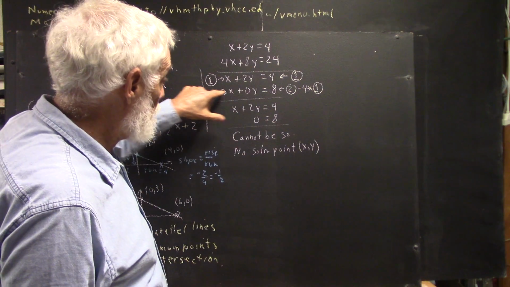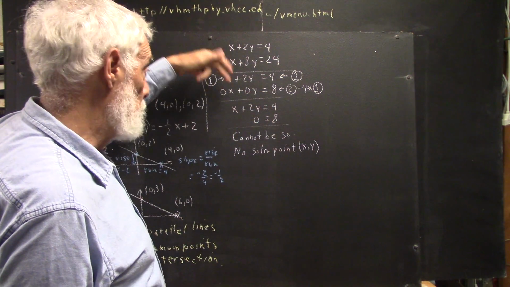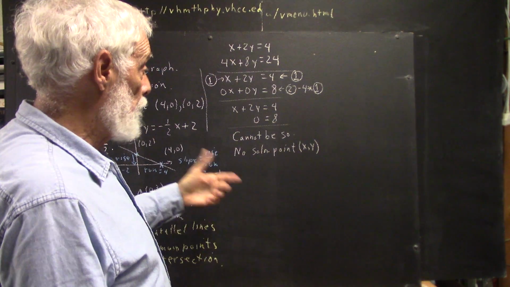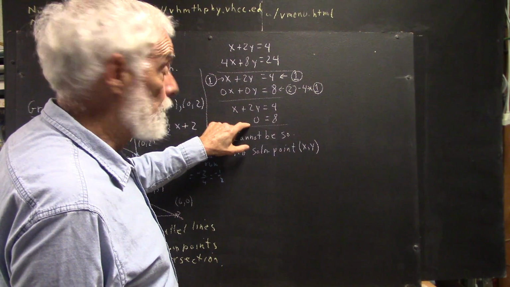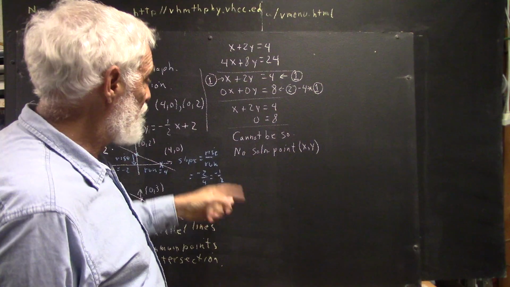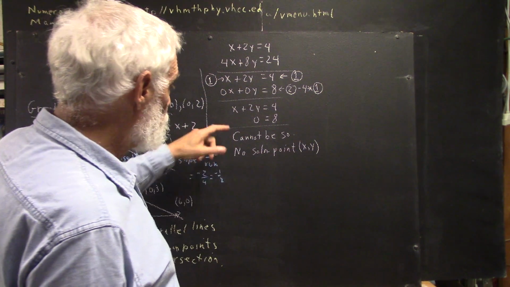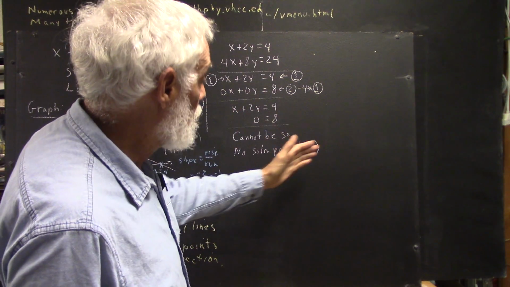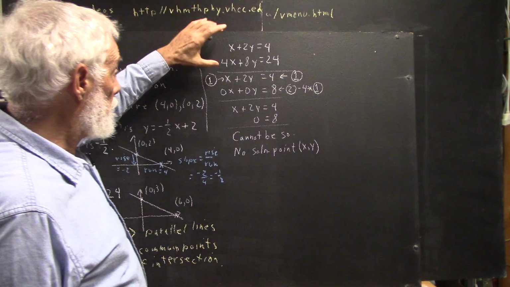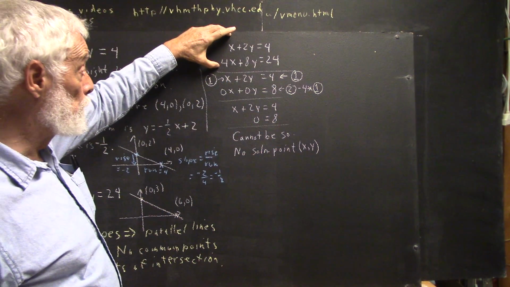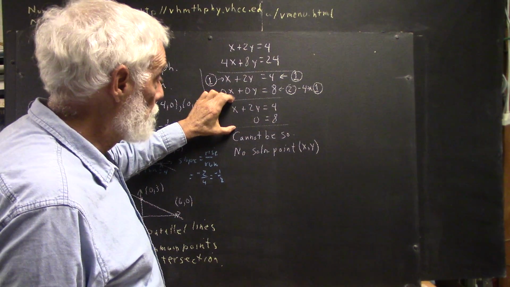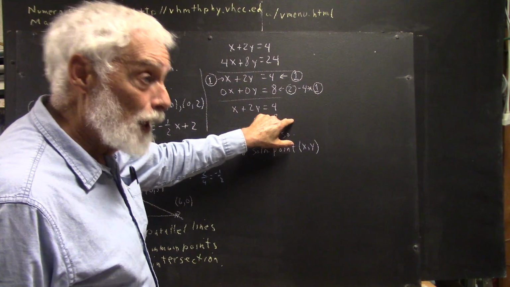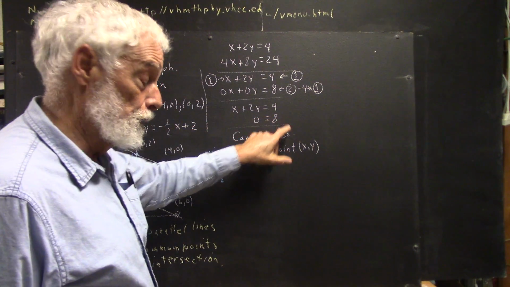And of course now I can rewrite the left-hand side here, because no matter what x and y are, 0x and 0y are both 0, they add up to 0. So our system becomes this, and it cannot be so. There is no solution point x, y for this system. There's no ordered pair x, y that you could plug into this system and make it true, because 0 is not equal to 8, this is never going to be true.